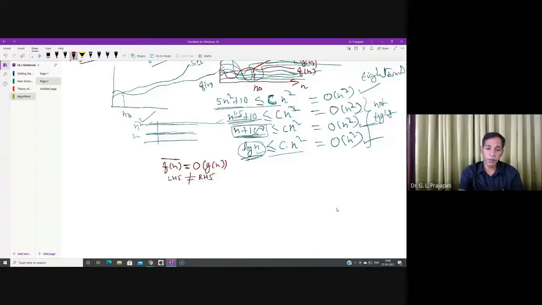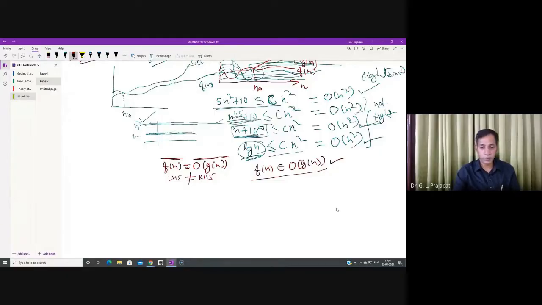This f of n is one specific, particular function, whereas big O of g of n represents a set of functions. This is not one function. So while writing f of n is big O of g of n, what you are claiming is that, appropriately, f of n belongs to big O of g of n. This is the appropriate way to say it.